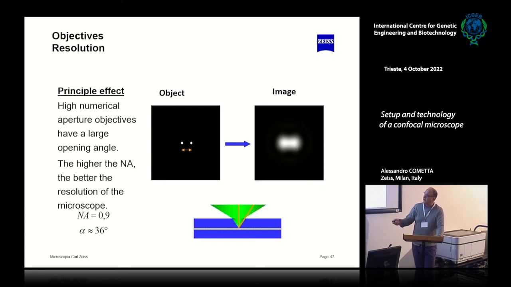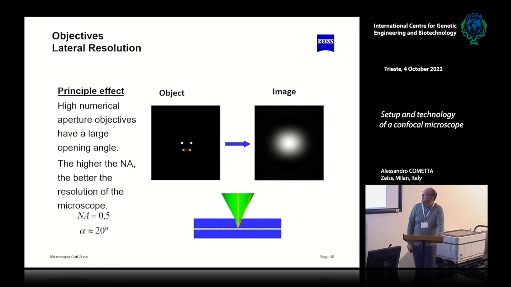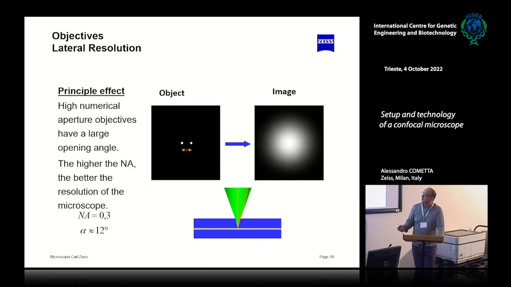Then 0.9 is the best 20x objective, 0.9 numerical aperture, you can see any more 2 points. This is a 20x or a good 10x, and this is a 10 or a 5x. So there is nothing to see. Your resolution has dropped out.